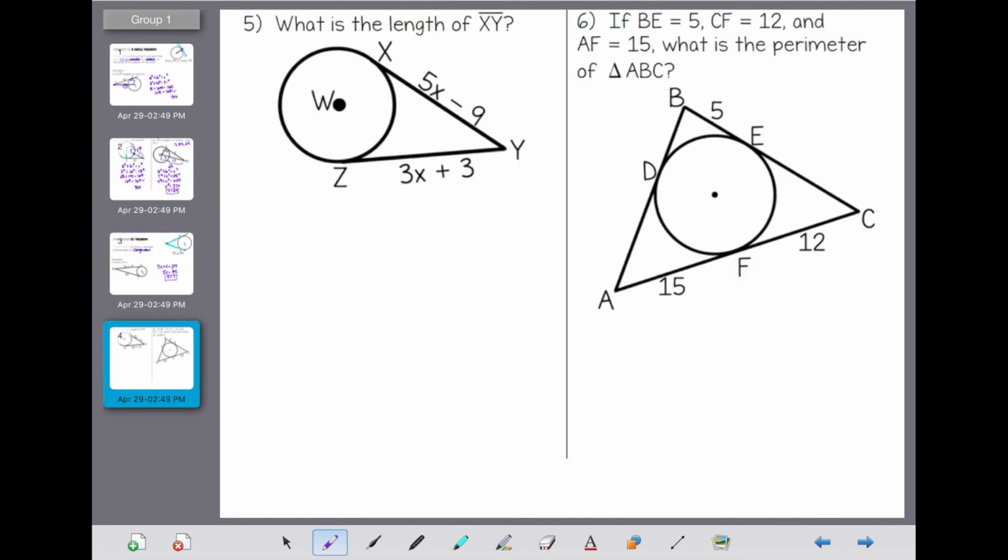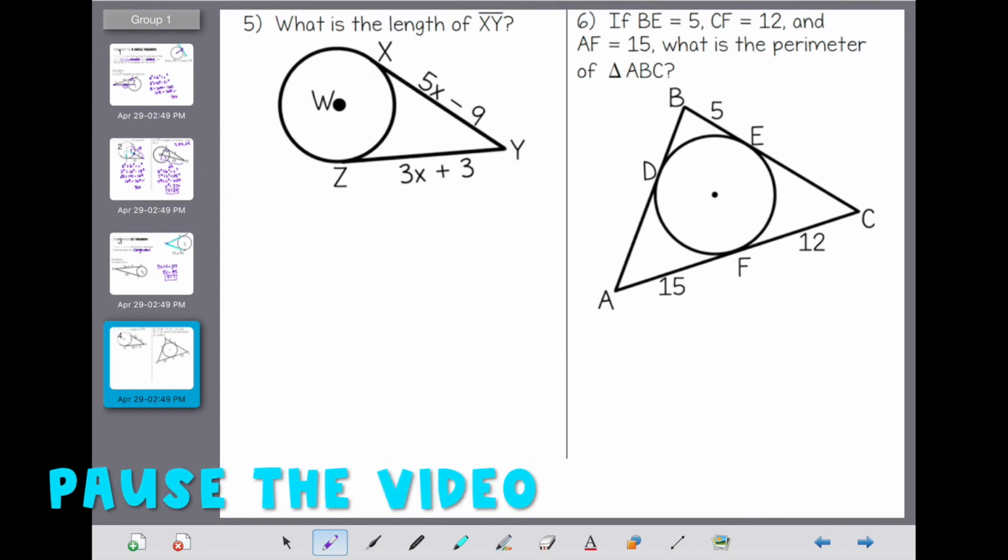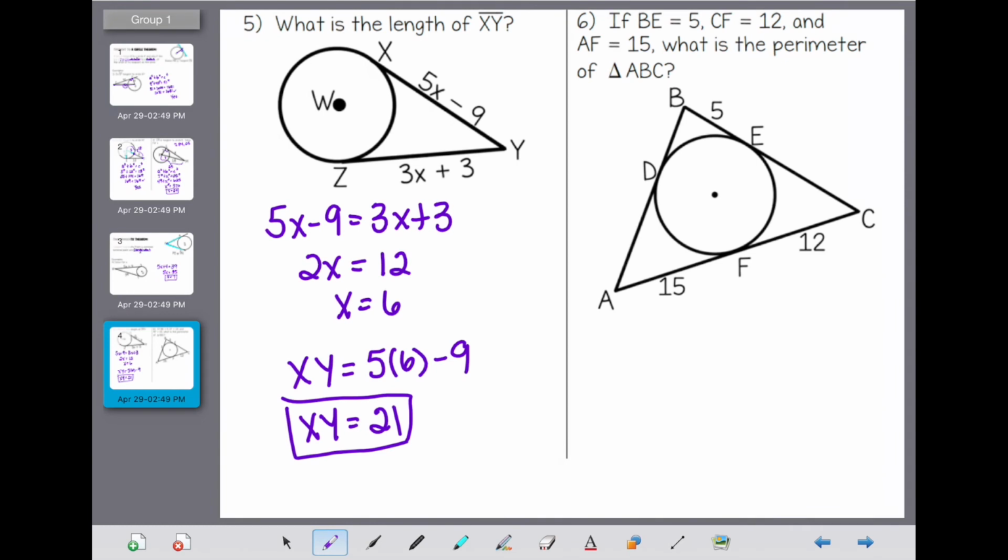In example 5, we want the length of XY, so after we solve for X, don't forget to plug in. Pause the video now to solve number 5. If for number 5 you got that XY equals 21, you are correct.